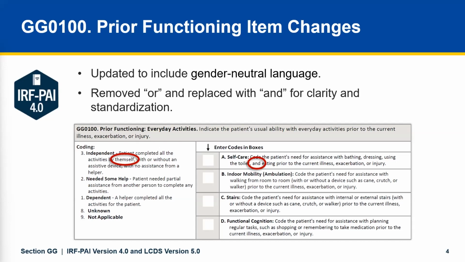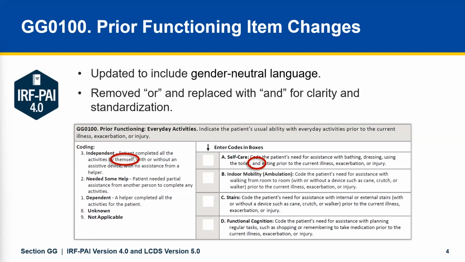GG0100 prior functioning indicates the patient's usual ability with everyday activities prior to the current illness, exacerbation, or injury. For both IRF and LTAC, please note that under the coding options, gender-neutral language has been added to Code 03 independent. In fact, all gender-specific language has been removed from the tools and the guidance manuals.